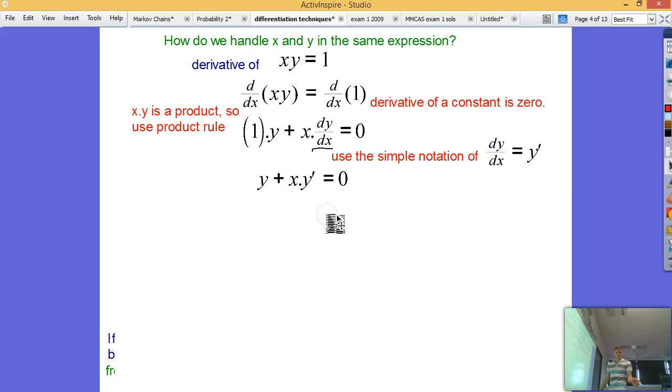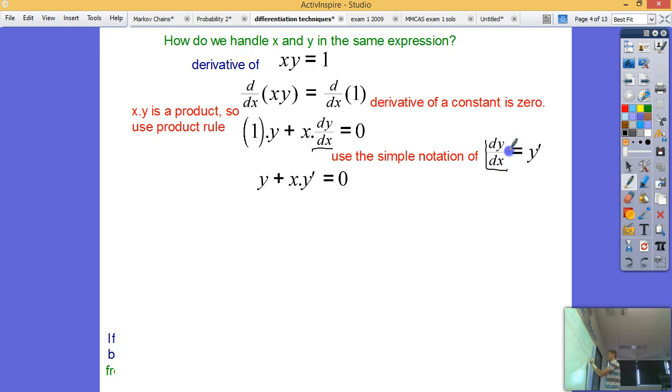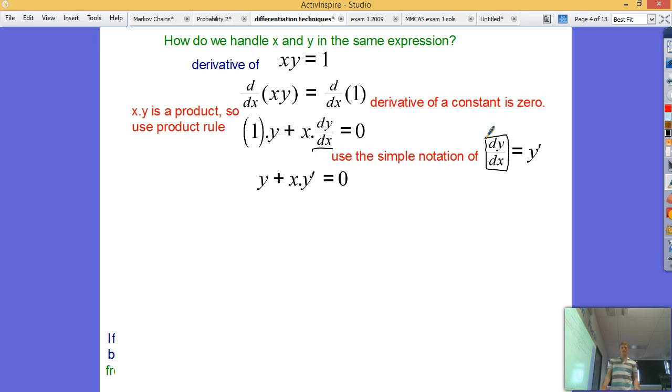Now, from that, we haven't fully found the derivative. Because what is a derivative? What function do we use to represent the derivative? Well, that is dy/dx. Okay? That is the derivative. That's what we're after. We're after an expression for y dash.